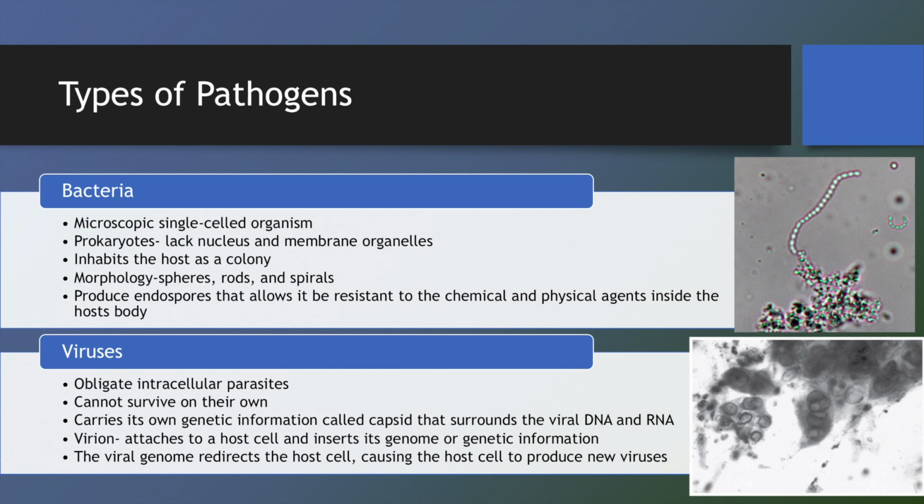Viruses are obligate intracellular parasites. They cannot survive on their own. It carries its own genetic information, called a capsid, that surrounds the viral DNA and RNA. Virion attaches to a host cell and inserts its genome or genetic information. The viral genome redirects the host cell, causing the host cell to produce new viruses.